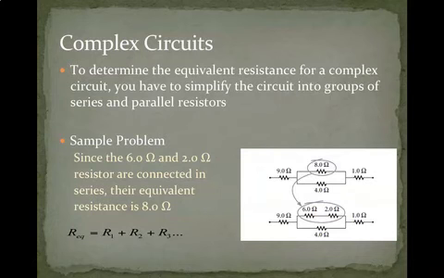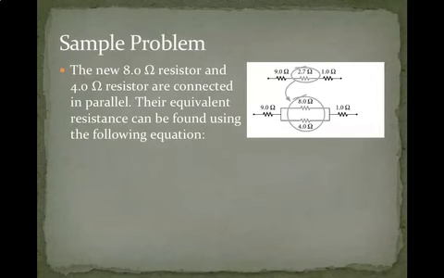When I do this, I think it's sometimes a lot easier if you redraw it so that you don't get confused about what you've done and what you haven't done. So I'm just going to replace those two with the 8 ohms like it is in the top drawing there. The next thing I'm going to do is look at these two, which are in parallel, the 8 and the 4. I want to get rid of that parallel circuit.